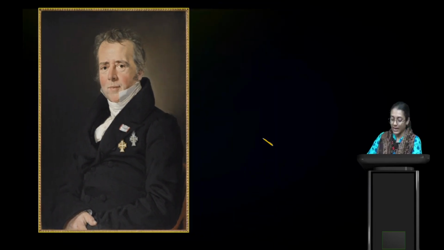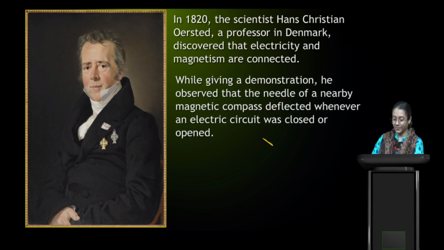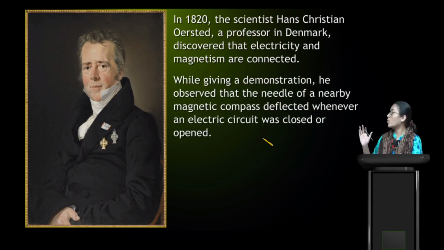Now see, there is this scientist. In 1820, the scientist Hans Christian Ørsted, a professor in Denmark, discovered that electricity and magnetism are connected. He was the first one to observe that electricity and magnetism are connected. How did he discover it? While giving a demonstration, he observed that the needle of a nearby magnetic compass deflected whenever an electric circuit was closed or opened.